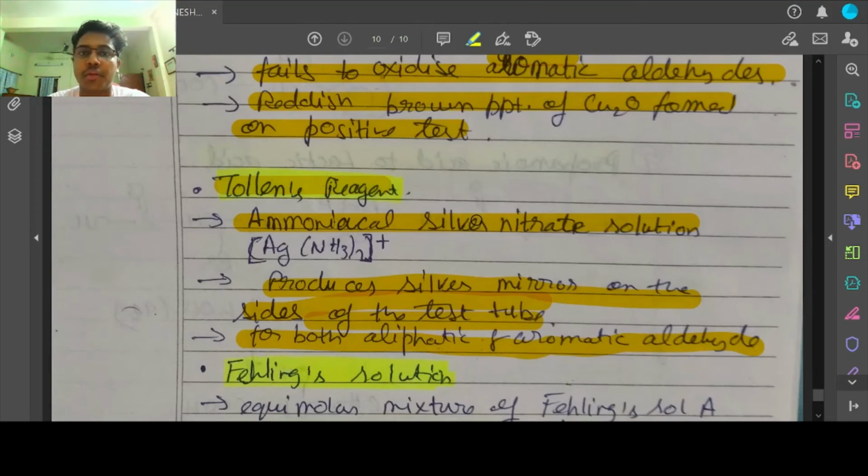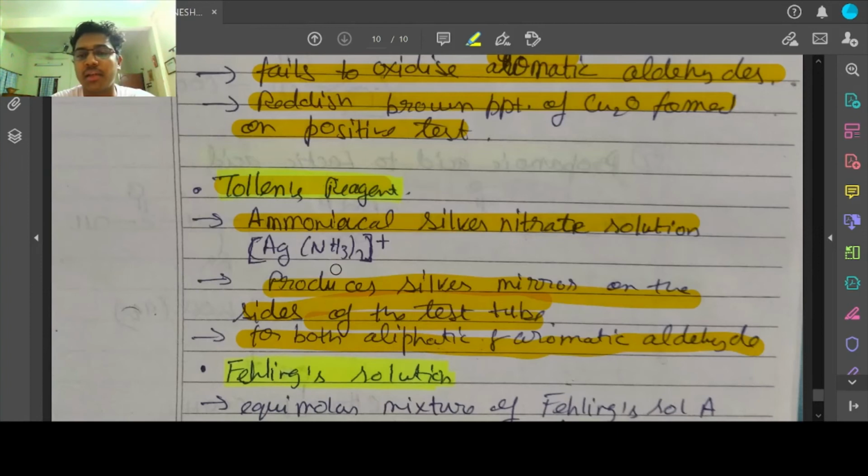Since it's a one-shot video, I'm not going into each and every detail of each and every reagent. I'm just going through the main and the most asked points. But if you want to go through the entire process and know about it, check out our full-length video in the playlist of Organic Chemistry Class 12. This is a one-shot video. So Tollens reagent is ammoniacal silver nitrate solution. It produces silver.